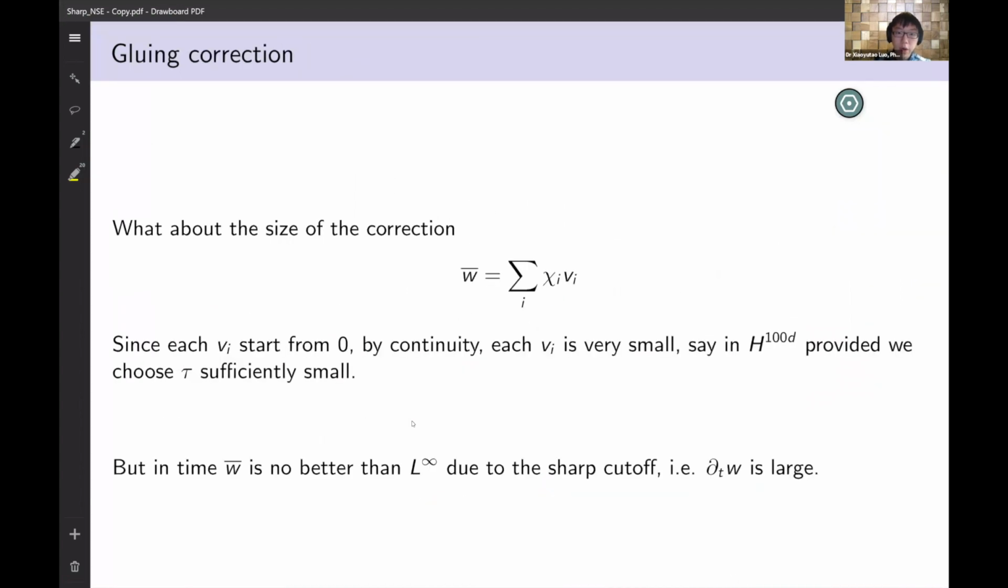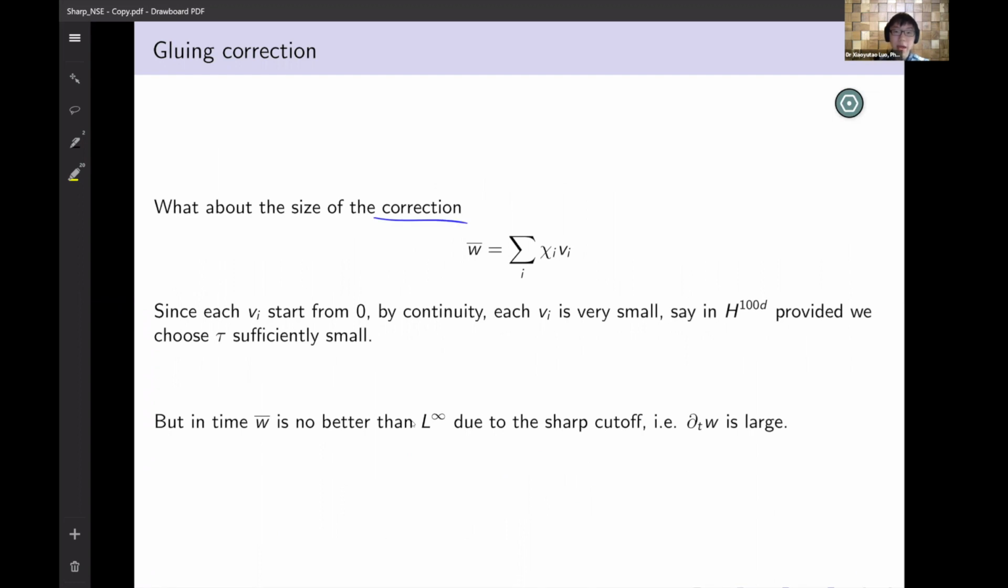And then we have to look at the size of the correction, right? So we are adding this to the existing solution. But because each vi starts from 0, and tau epsilon is the length scale for each interval, it grows linearly at most. So because tau is a free parameter, we can decrease tau as small as you want, so that by continuity each vi is very small. But this estimate is only at the level of L infinity in time, right? As I said, when you have time derivative, this estimate will be huge.